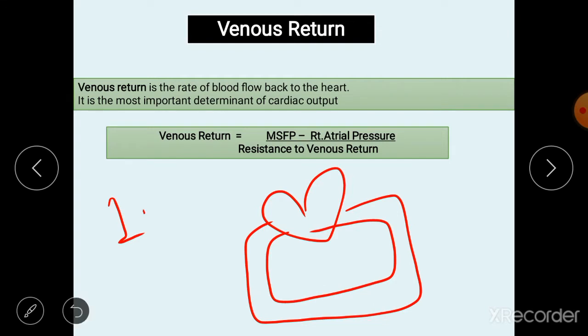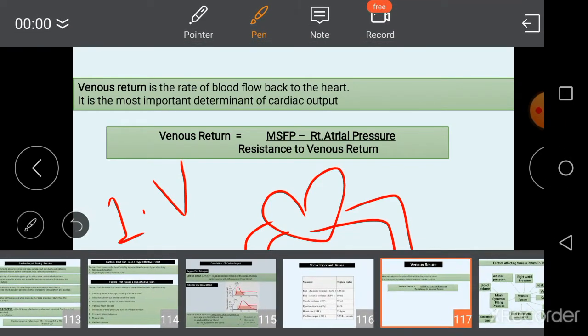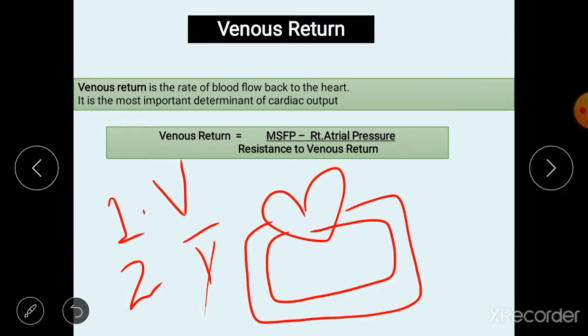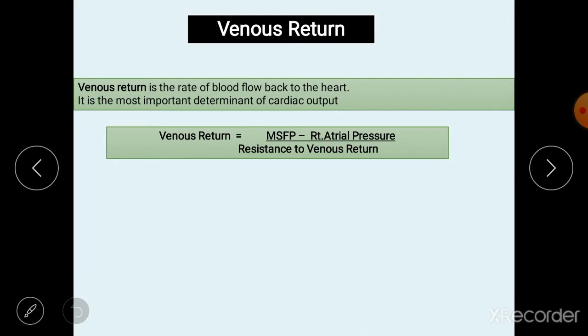So the first factor on which the mean systemic filling pressure depends is the volume of the blood, and the second factor is the tone of the blood vessel. If this vessel is constricted, the pressure or mean systemic filling pressure in this vessel will be high, and this will increase the mean systemic filling pressure, which will in turn increase the venous return. So the venous return is directly proportional to the mean systemic filling pressure, and mean systemic filling pressure depends upon the volume of blood and the tone of blood vessel.